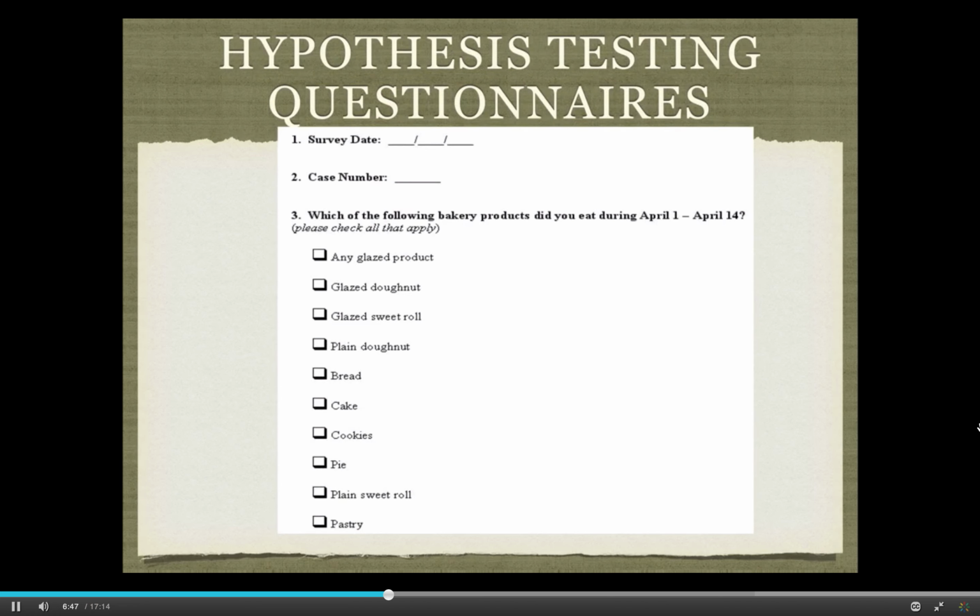In this example of a hypothesis testing questionnaire, here we see specific questions with options that are specifically targeted to what we might suspect to be the source of the outbreak. So we're not exploring the many different options that exist in terms of the cause of an outbreak, but we have already suspected that this might be as a result of particular baked goods, and so the questions being asked in this hypothesis testing questionnaire are going to be specific to the suspected risk factor.